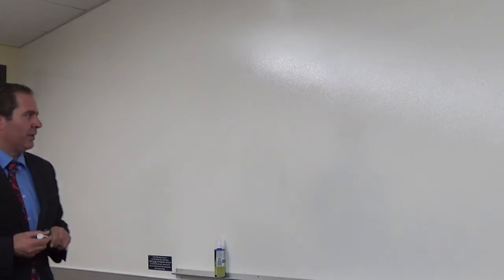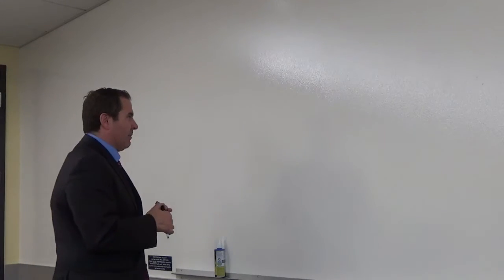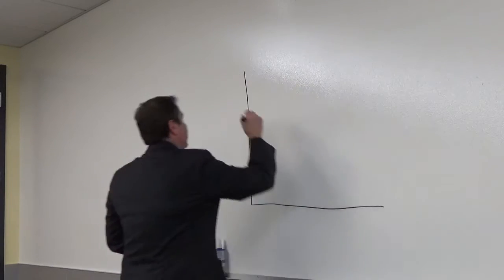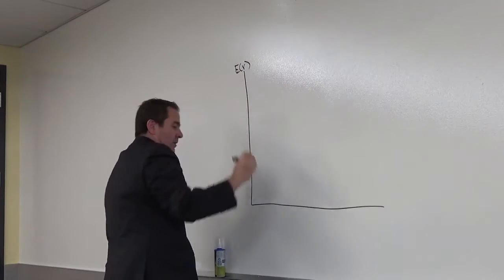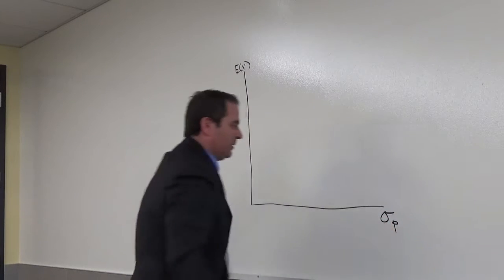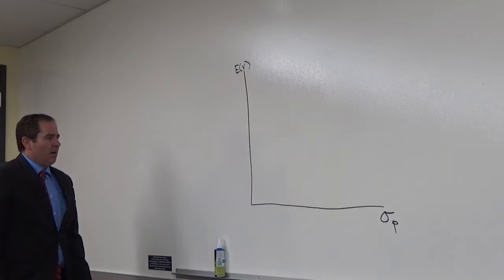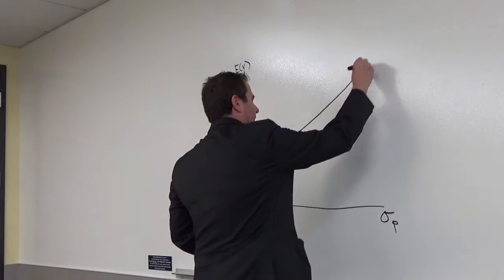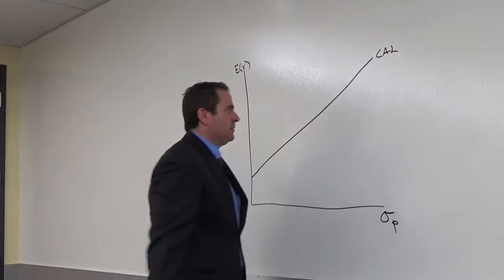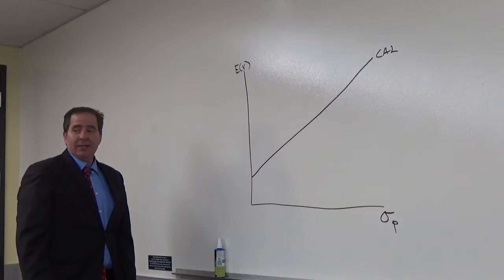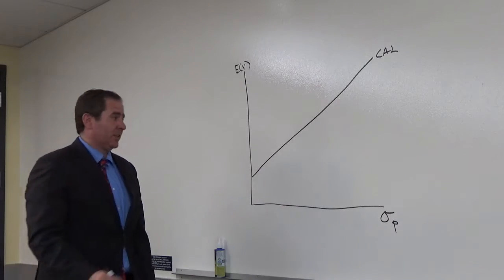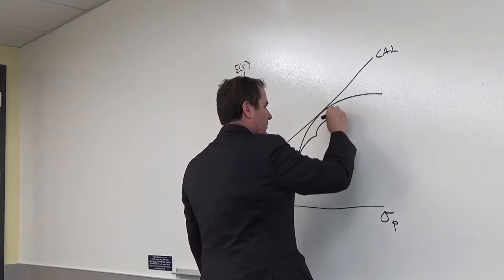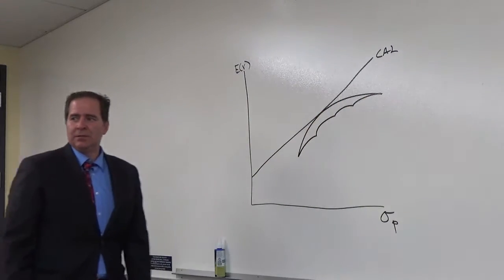And modern portfolio theory, the way that the model is laid out, starts with the expected return on the portfolio, and you have the standard deviation of the portfolio. From the origin of the y-axis is what is called the capital allocation line, or the CAL. Then there's what is called the efficient frontier that emanates out from the capital allocation line.